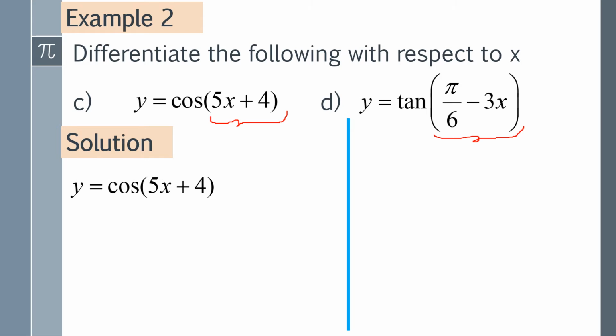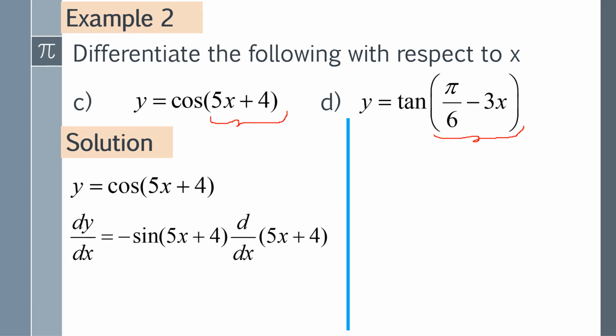See, y equal to cos 5x plus 4. Differentiate cos, we get negative sine. Then we just copy the angle. Now we differentiate the angle 5x plus 4, we get 5. Then the answer is negative 5 sine 5x plus 4.